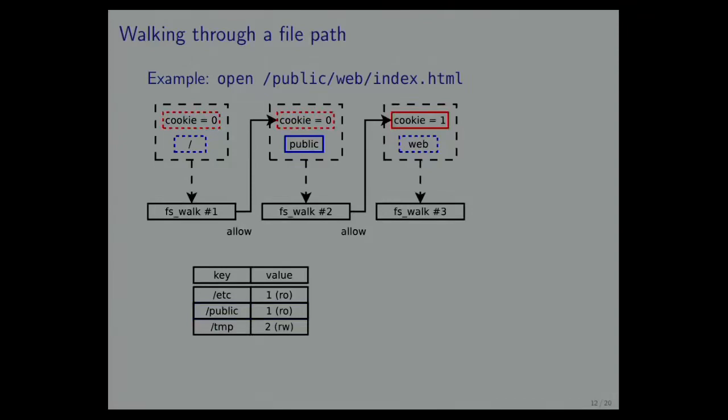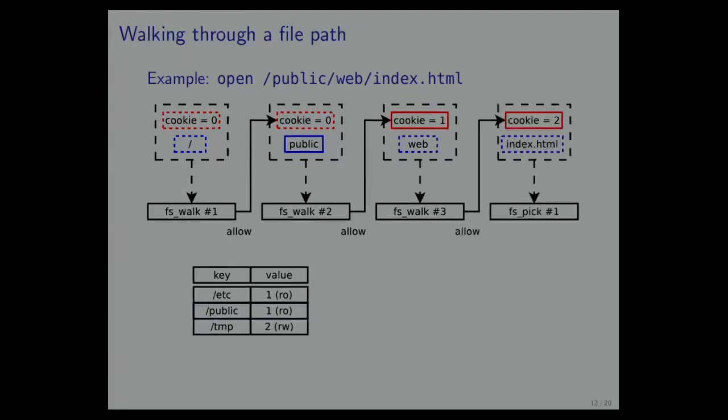So for the next one, let's remember that we are in an identified file hierarchy. The next execution sees the web directory. The web directory is not in the map, but that's not a problem because we know that we are already in a specific file hierarchy. And at the end, when we reach the leaf of the path, the index.html is not in the map. However, we still know that we are in the file hierarchy which is tied to /public. And then the FSPick program, which is tied to the open action, can allow this action to be performed.